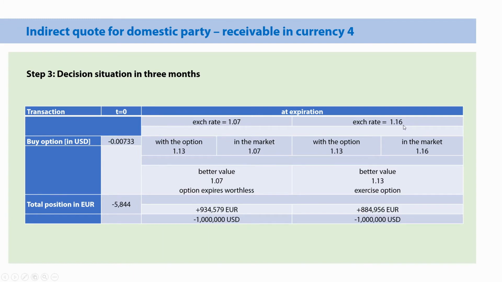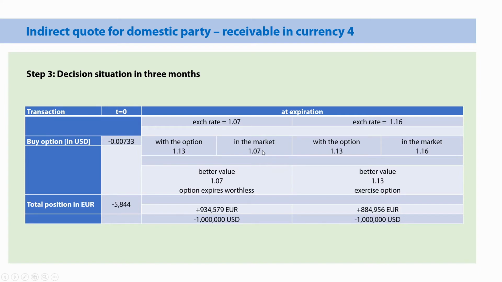We already calculated a little bit that 116 would not be so good and 107 would be better because it's dollars. How many dollars does he have to give for 1 euro? And he rather will give less dollars. So with the option, he would buy the euros for 113, and in the market he will buy the euros for 107. So the better value is the 107.